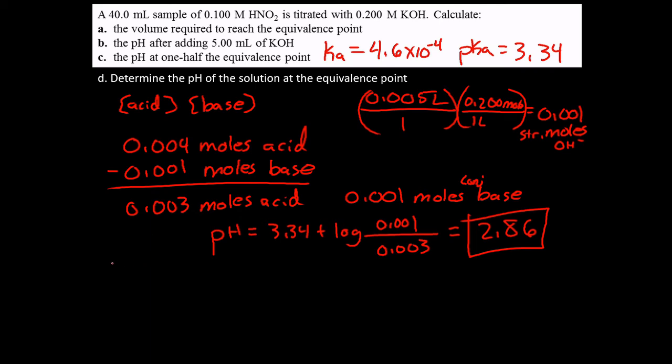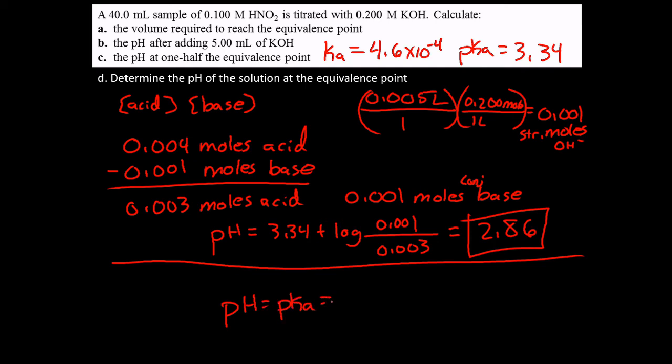All right. So, part C here is pretty straightforward. It just asks what is the pH at the half equivalence point. And if you remember from the previous slides, at the half equivalence point, all that means is that we would have 0.002 of both of these. We would have equal amounts of both acid and base, which would turn the log term into 0. And so the pH would just be equal to the pKa, which is 3.34.